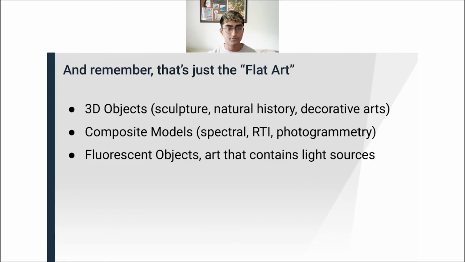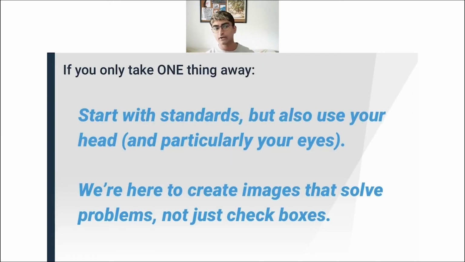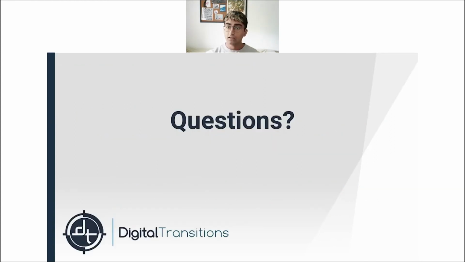Composite models like spectral imaging, RTI, photogrammetry, anyone that's going to the 2D, 3D conference will know about this. And fluorescent objects or art that contains light sources. There are plenty of things these days in modern art museums that use neon tubes or lights and things like that. So if you only take one thing away, I want it to be start with standards, use your head, use your eyes, because we're here to set goals and achieve those goals that solve problems and not just check boxes. Okay. That's all I've got.